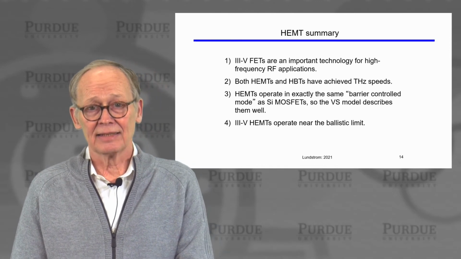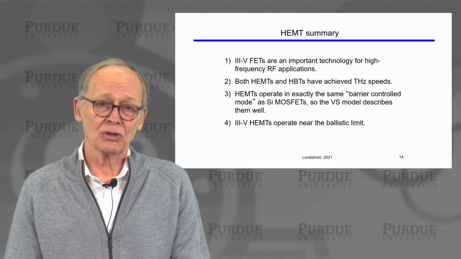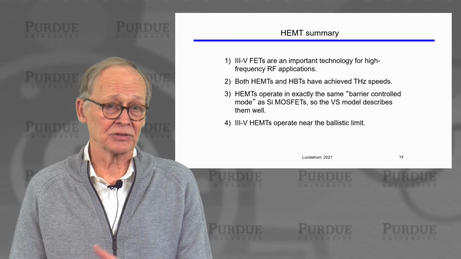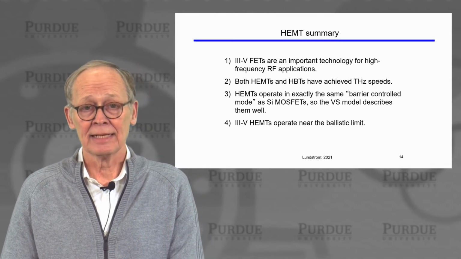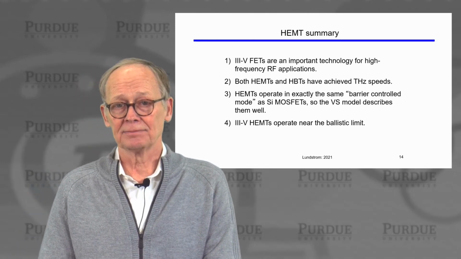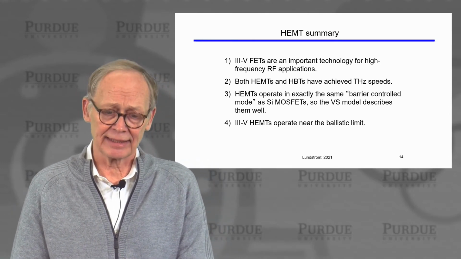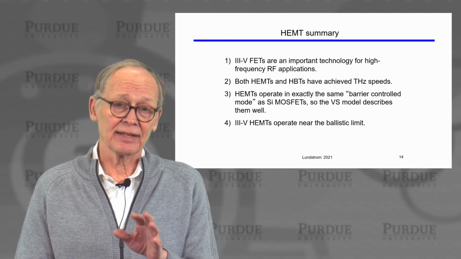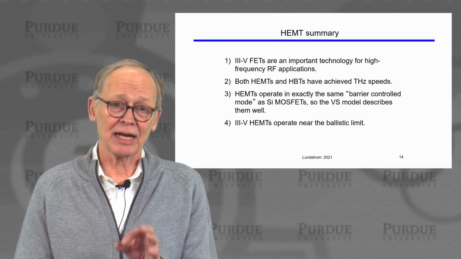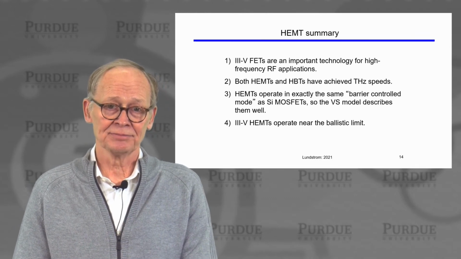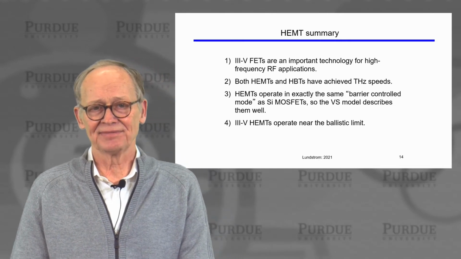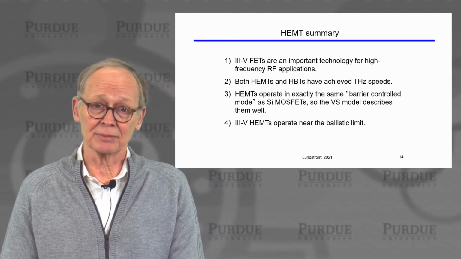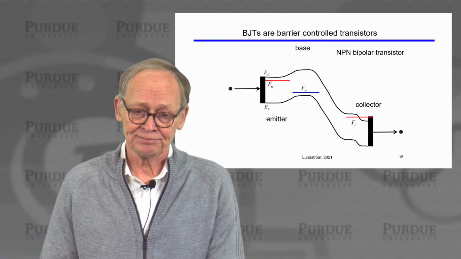In fact, two lectures ago, when we analyzed measured data, we applied the virtual source model to a HEMT and extracted some information on transmission and apparent mobility and injection velocity and quantities like that. What we learned from that analysis is that high electron mobility transistors operate at essentially the ballistic limit. Silicon transistors are closer to 60% or so of the ballistic limit, but HEMTs operate essentially at the ballistic limit. So these are ballistic transistors.